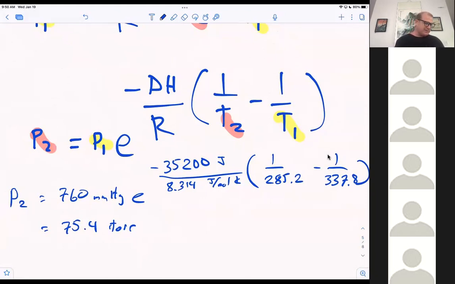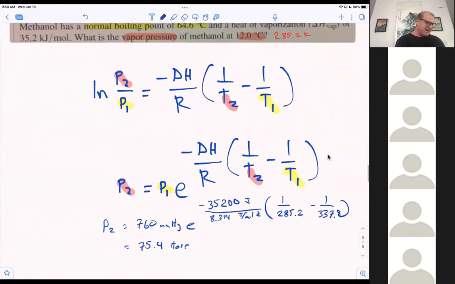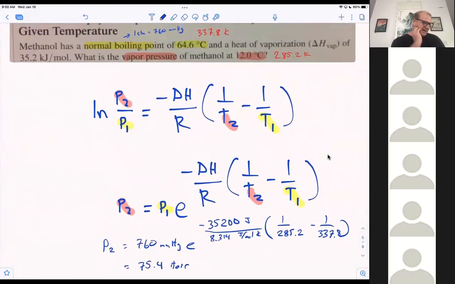This is what we mean by does it make sense? So first of all, does the number make sense? 12 degrees Celsius is a lower temperature, and I'm expecting the pressure to be lower than at the other temperature. So it's at 65 degrees Celsius, at 760 millimeters of mercury. I'm expecting it to go down. And in fact, I find out that it does go down. So yes, this answer makes sense.